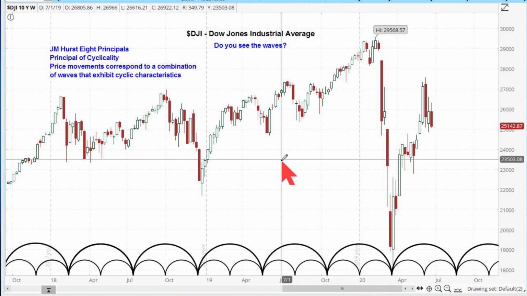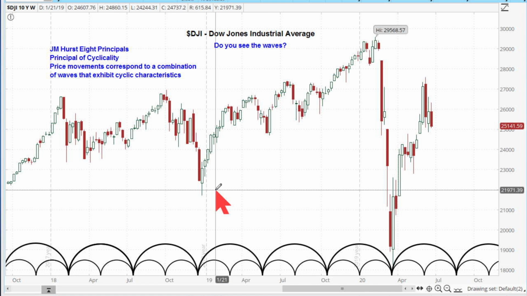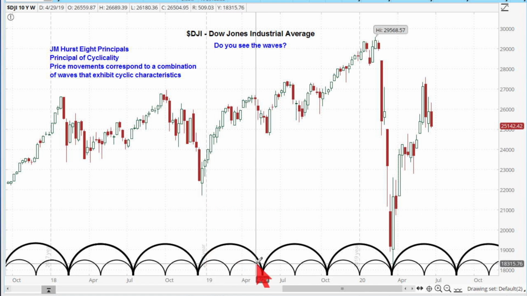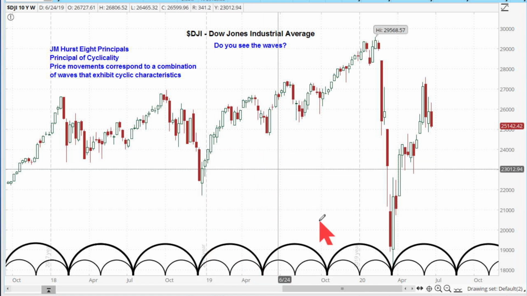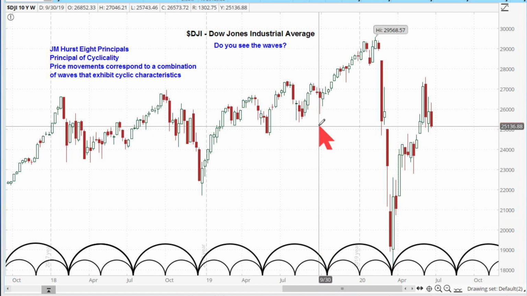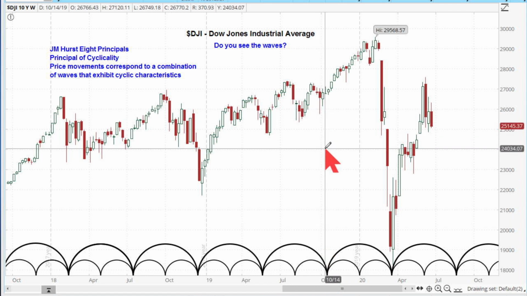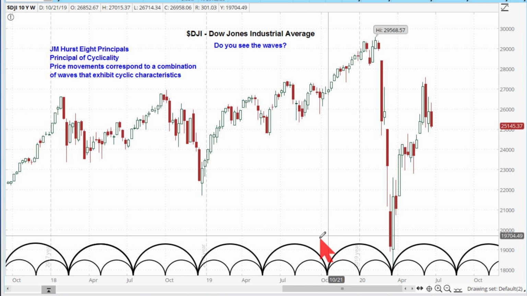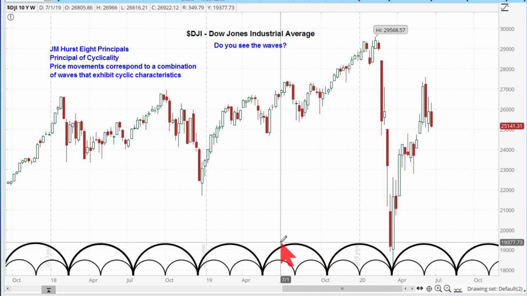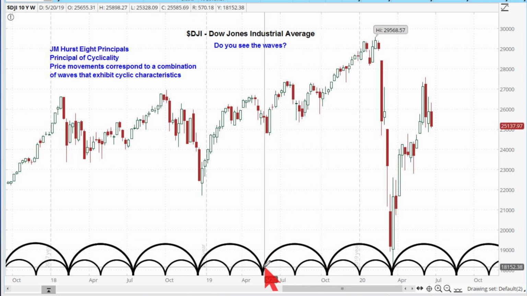I'm going to show you a little bit more about that in a moment. But you could see the important low right over here, the important low right over here, and the important low right here. So they're not exactly, it's plus or minus a few bars. Remember, this is just the energy of the market. We're not looking at exactly. We look at zones of time and zones of resistance and supports.